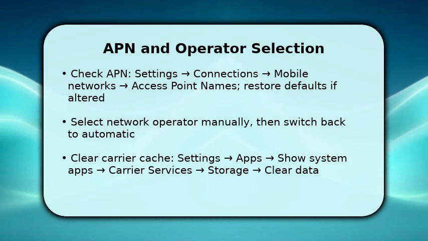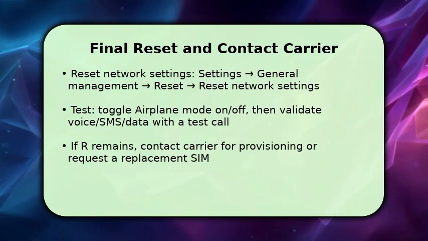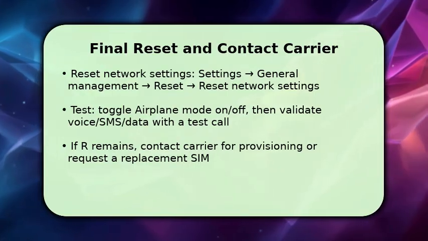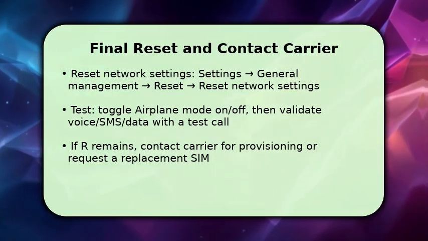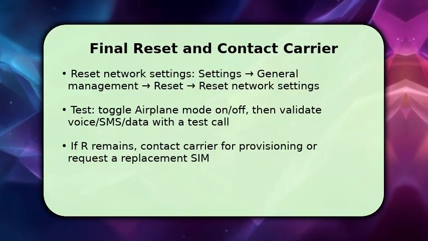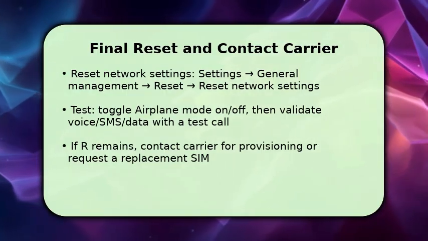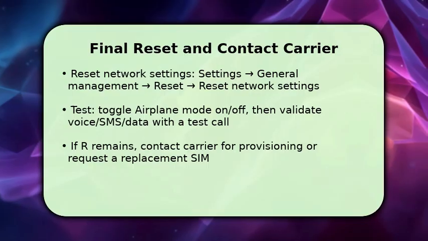Finish by resetting network settings to clear all saved Wi-Fi, Bluetooth, and mobile configurations. This often clears stubborn R indicators. After the reset, toggle airplane mode on and off to force a fresh network attach, then place a test call or send an SMS to confirm normal service.